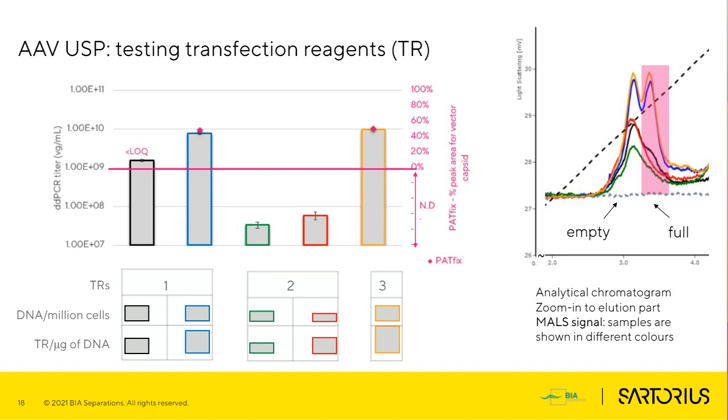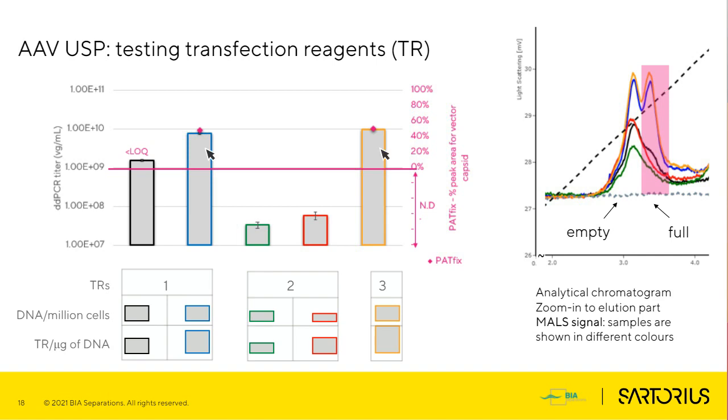So the first thing that we see from the ddPCR results is that transfection reagent 2 gave lower titer than the other tested transfection reagents, and unfortunately was below the limit of detection for our PATfix switch method. Those are the samples here given in green and in red. The other two samples, which show the presence of full AAV particles, are the blue and the orange one, which are these two.